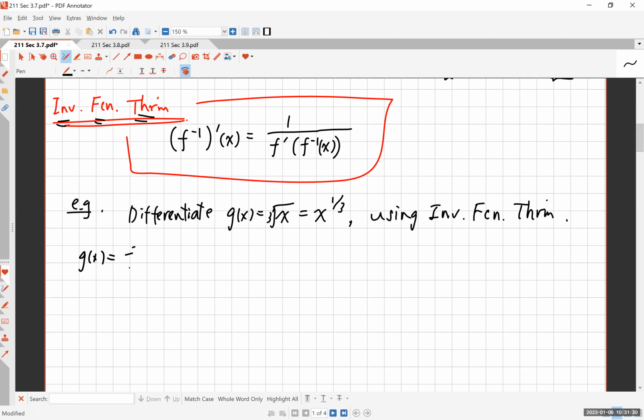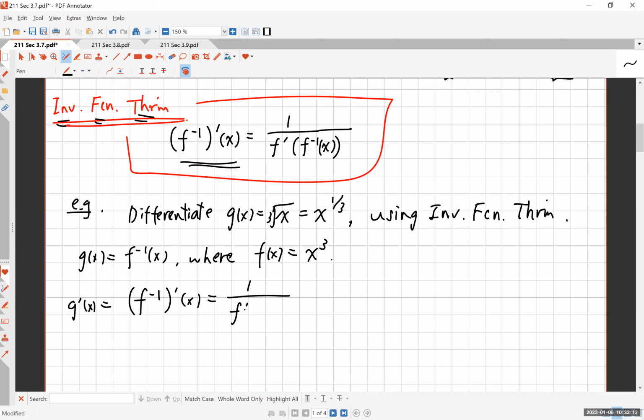Okay, but you realize g is the inverse of what? If g is the cube root function, that is the inverse of the cube function, right? I mean, taking the cube root is exactly the opposite of taking a number x and cubing it. So think of g as the inverse function of f, where f of x is x cubed. So just by looking at this, the g prime of x by the inverse function theorem is the derivative of the inverse of f, which according to this is 1 over the derivative of this evaluated at this. Now that's really confusing, isn't it? Okay, so what is that?